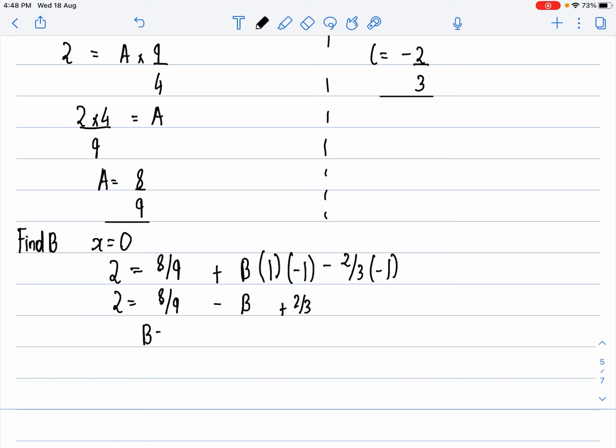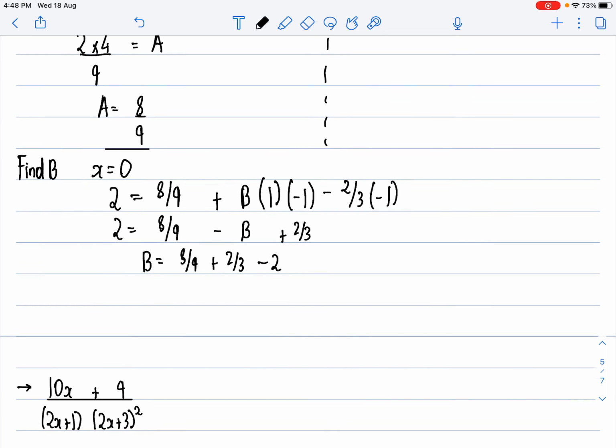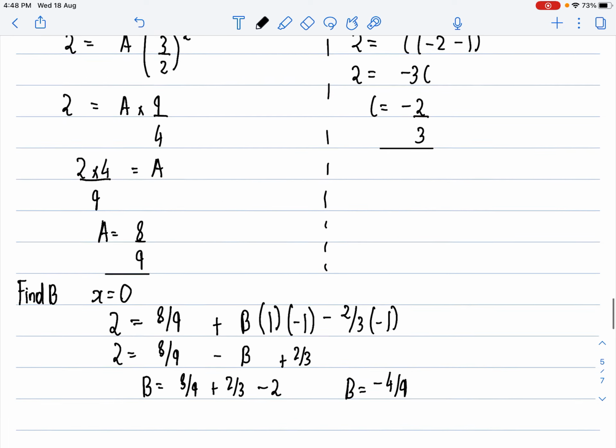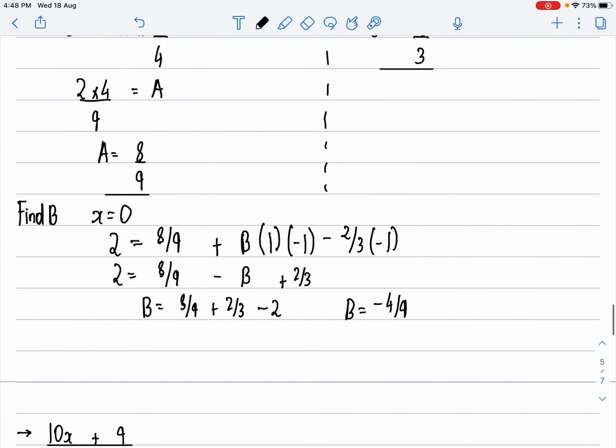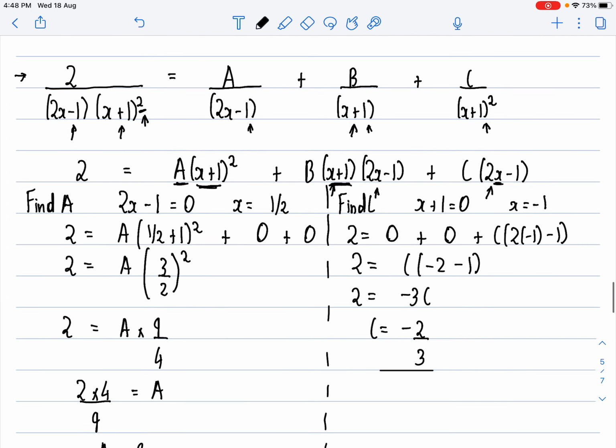So I get my b basically as 8 over 9 plus 2 over 3 minus 2. Correct? So I can solve this on the calculator. 8 over 9 plus 2 over 3 minus 2 basically gives me my b as minus 4 over 9. Now I can simply write my a, b and c, simply substituting the values.